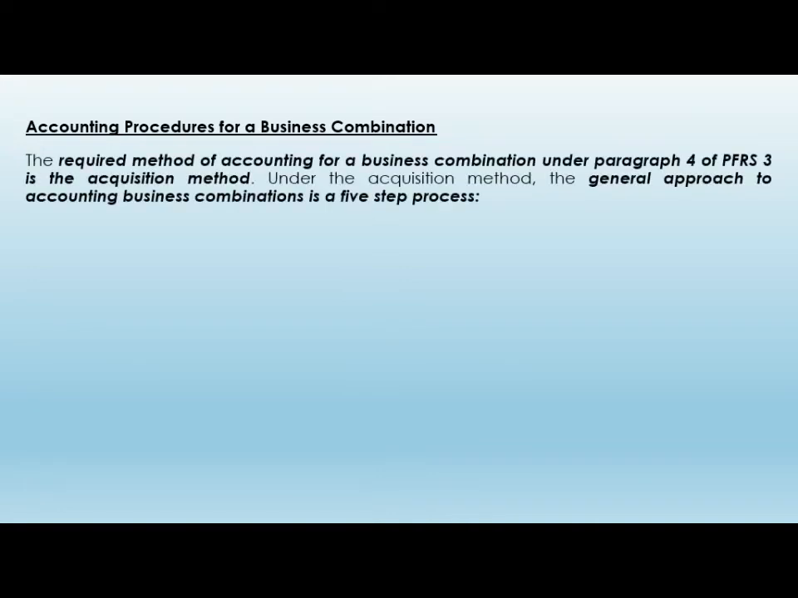So, accounting procedure for a business combination. The required method for accounting for a business combination under paragraph 4 of PFRS 3 is the acquisition method. Under the acquisition method, the general approach is a 5 steps procedure. But I think I have summarized this in our module into 3 steps. So for more detailed procedures, let's take the five steps process.